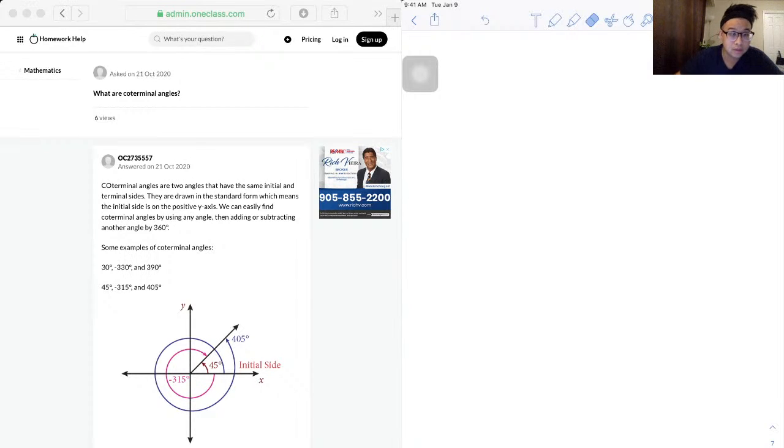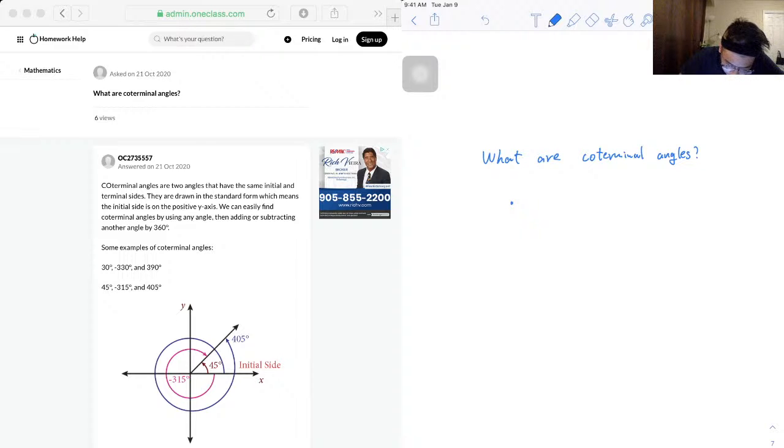So our first question today is asking us what are coterminal angles. So let's write it out. What are coterminal angles? All right. So coterminal angles are just two angles that have the same initial and terminal side.